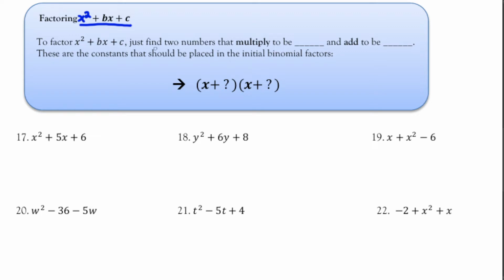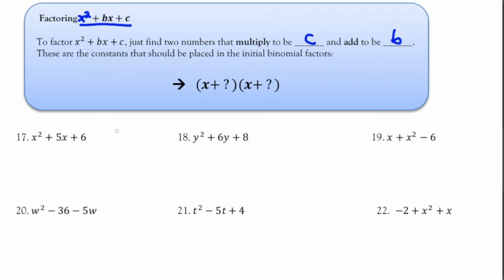To do this, find two numbers that multiply to be c and add to b. These are the constants that end up in the factors. This is a neat trick. It can save you a lot of time. It's possible you've learned this trick before with something called the X method. So I'll do a couple of problems like that and a couple of problems with this wording.